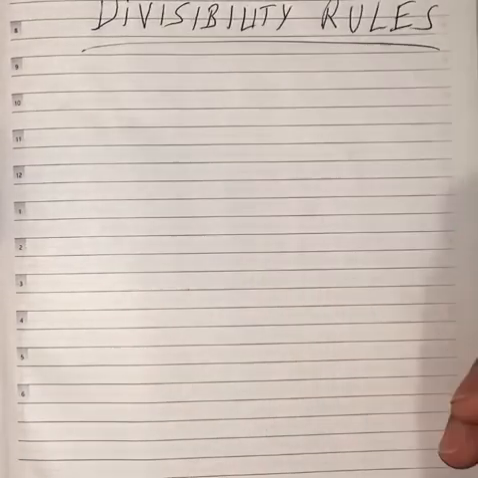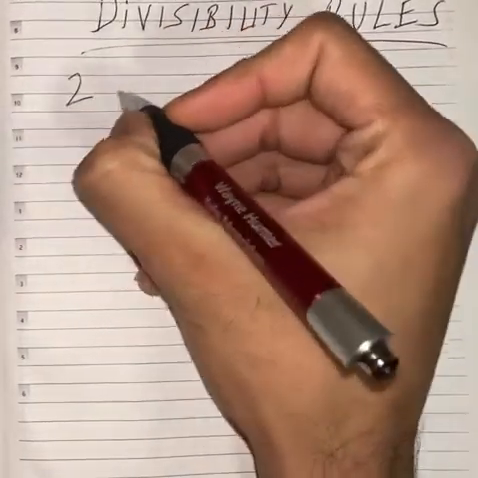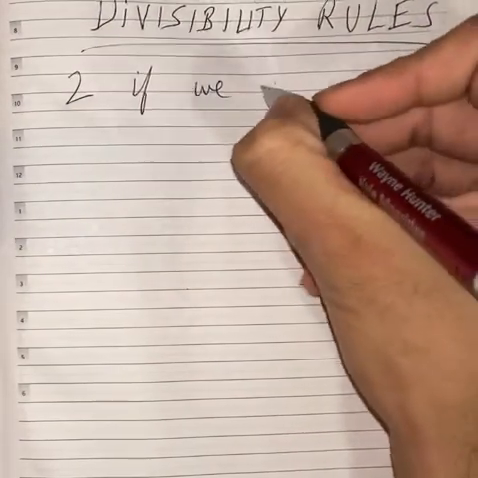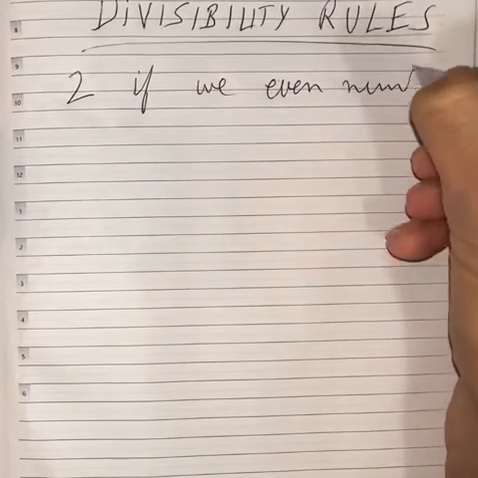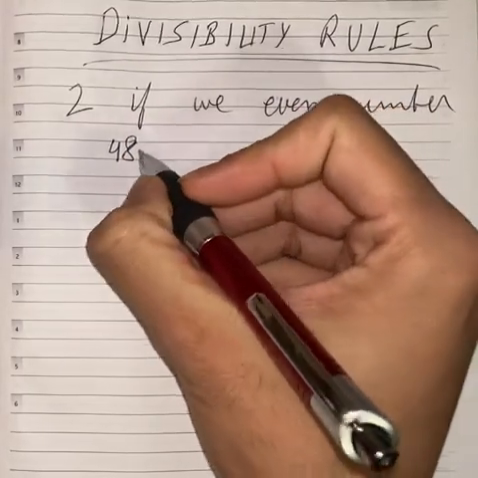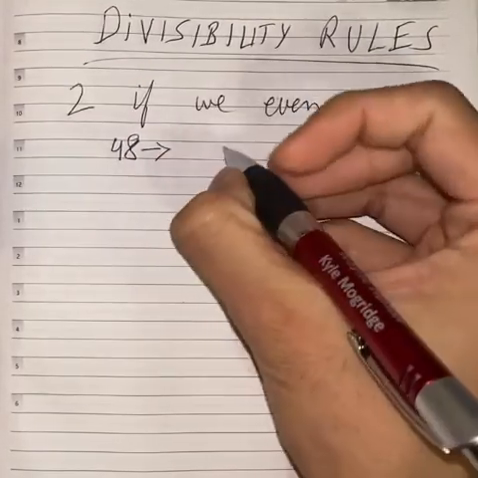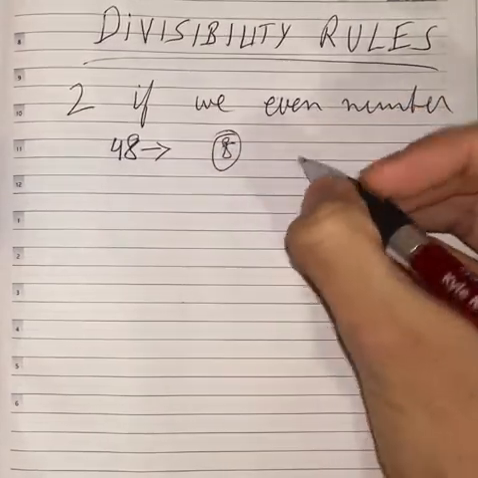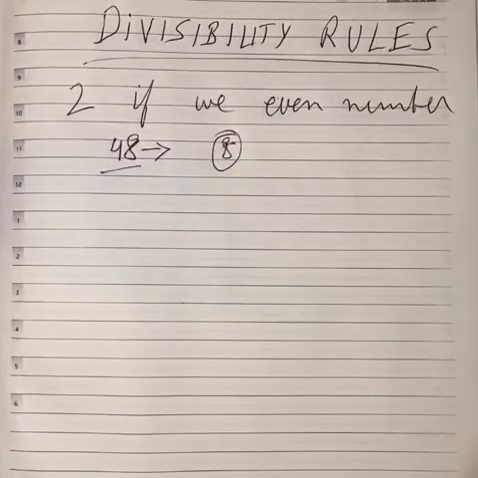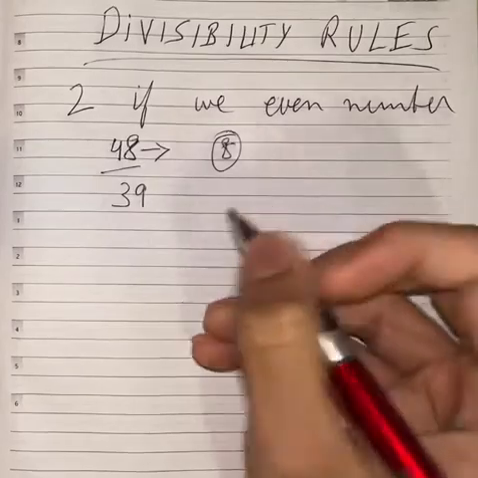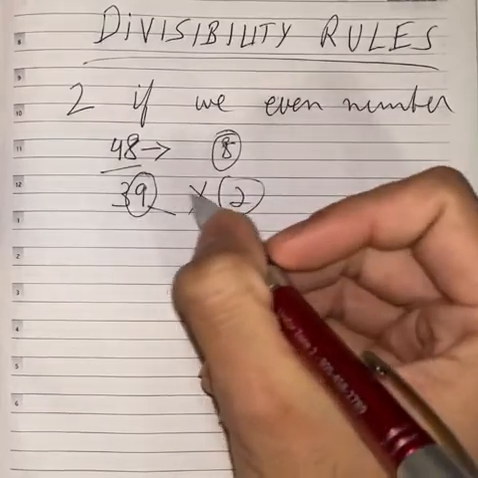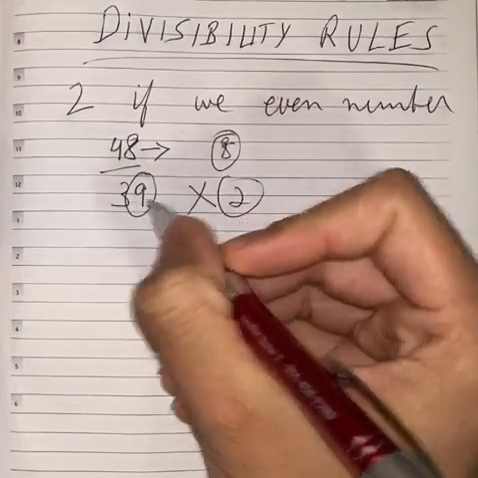So for 2, if we have an even number after any digit. How can we know that 48 is divisible by 2? We check the number at the ones place, so it is 8. 8 is divisible by 2, so this number 48 is divisible by 2. If we take an example like 39, this is an odd number, so it can't be divisible by 2.